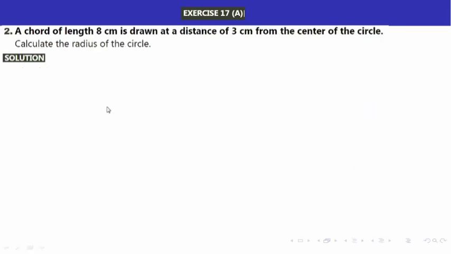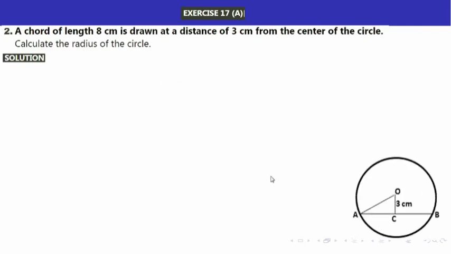Let's have another question, question number 2, a similar kind of question. First and foremost, let me draw the diagram. A chord of length 8 centimeters is drawn at a distance of 3 centimeters from the center. So this distance is given to be 3 centimeters. You need to calculate the radius.